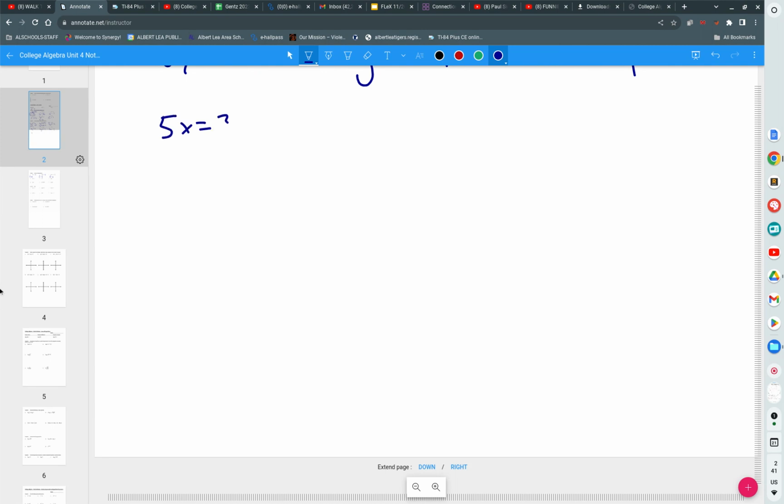5x is equal to 300. Yesterday we solved that. We divided by 5, right? You don't have to write this down. This is all stuff that we did yesterday. x is equal to 60, right? You say, well, yeah, multiplication and division, those are what we call inverse operations. They undo each other, right?